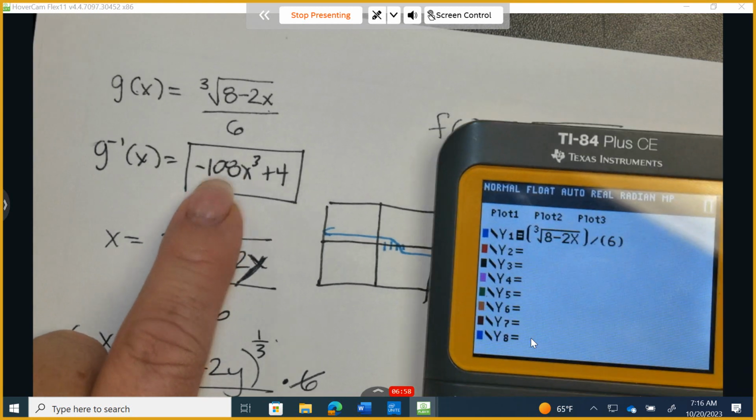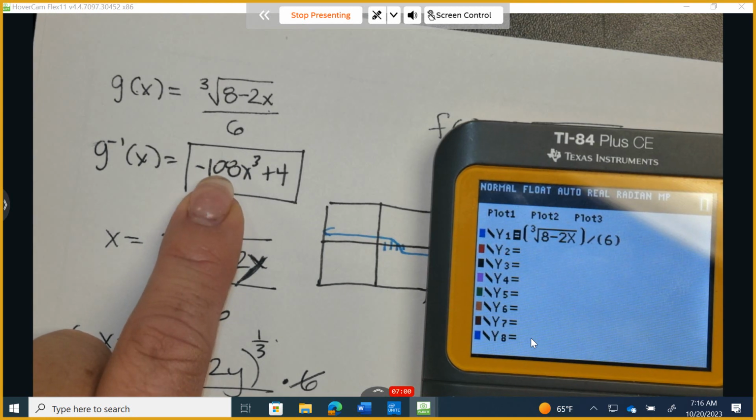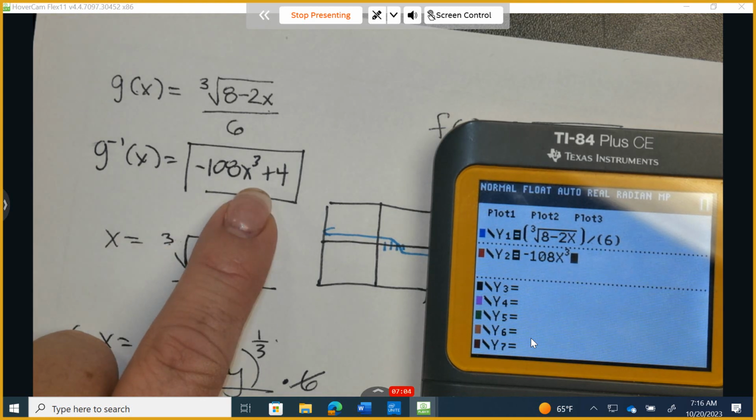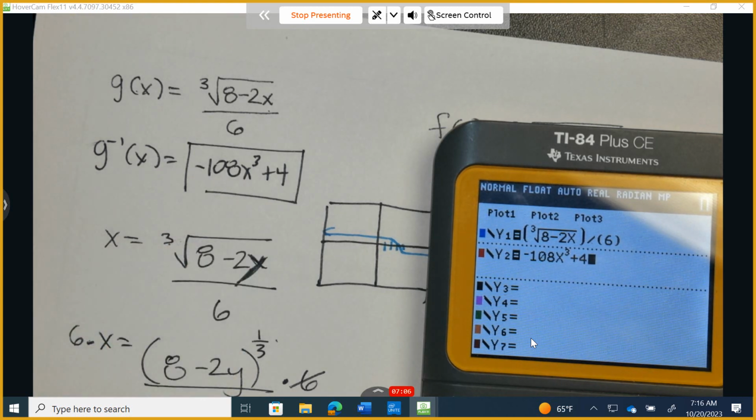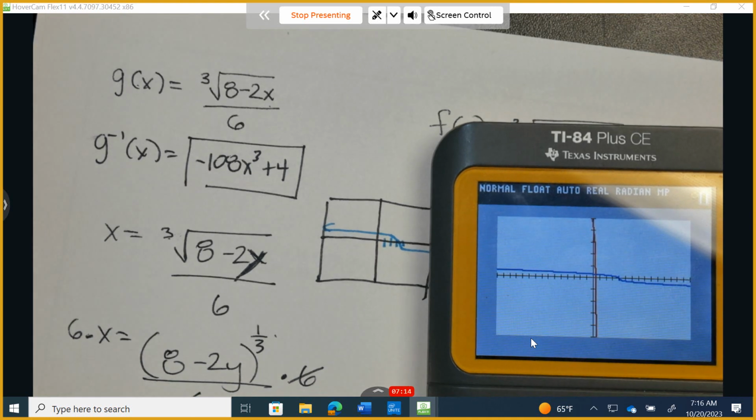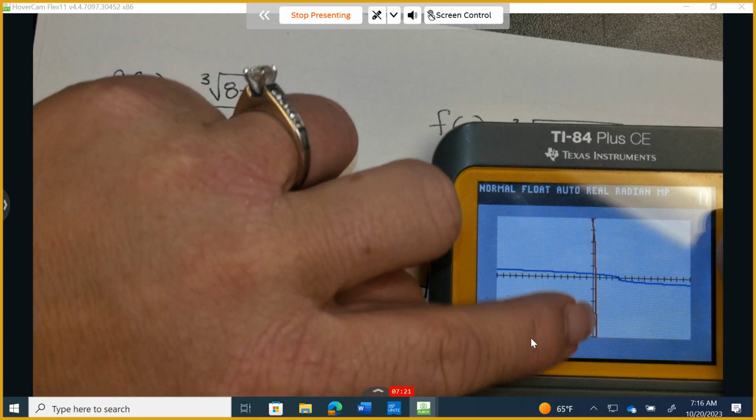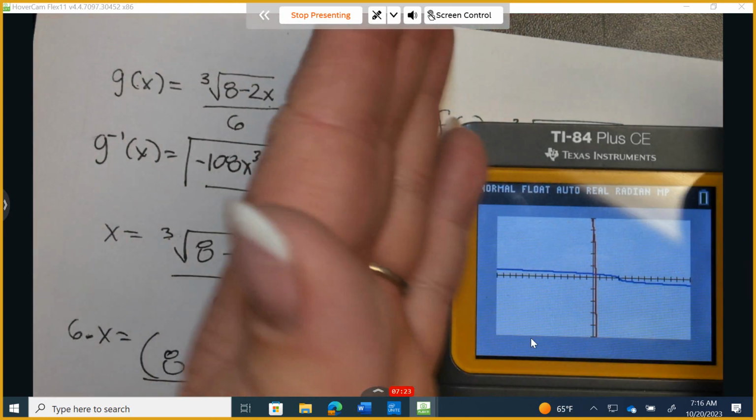Now I'm going to type this in next. So I'm typing in -108 x to the third plus 4. When you're done, I want you to hit graph. Okay, I'm going to do something similar. I can see something's happening, but it's really hard to see what's happening.